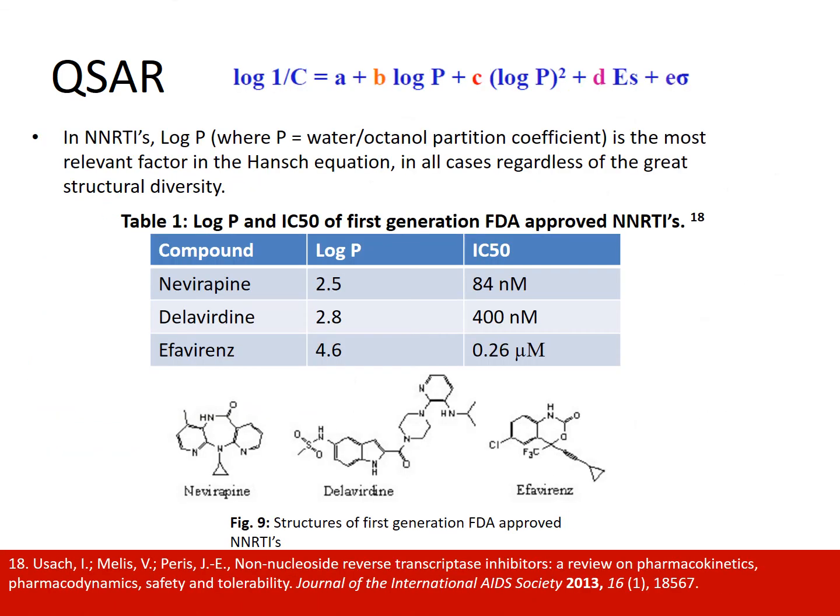As you can see, increasing the partition coefficient has an exponential effect on the IC50 of these three first-generation FDA-approved non-nucleoside reverse transcriptase inhibitors. That is nevirapine, delavirdine, and efavirenz. As you can see from Figure 9, their structure is very different.